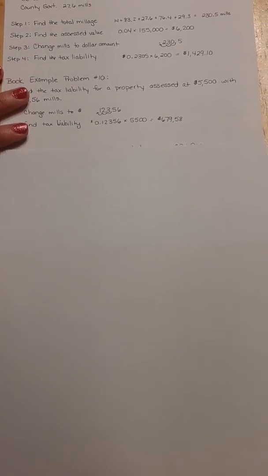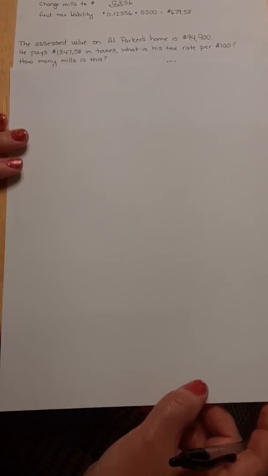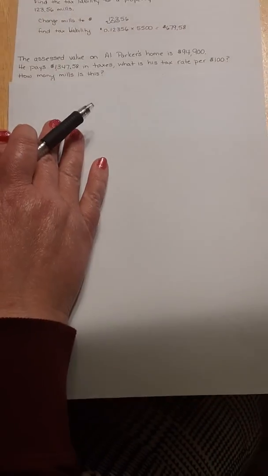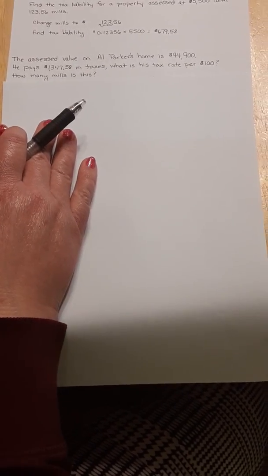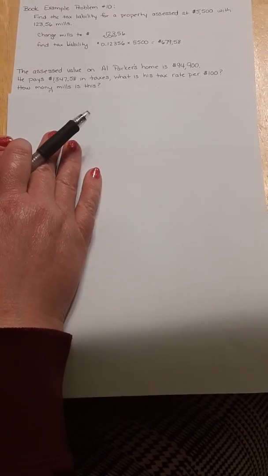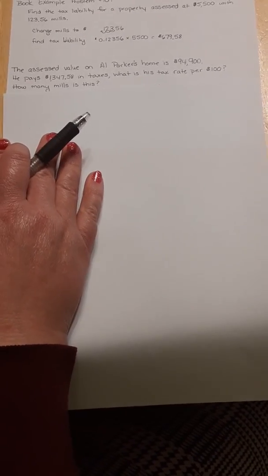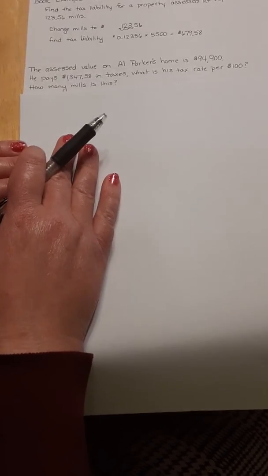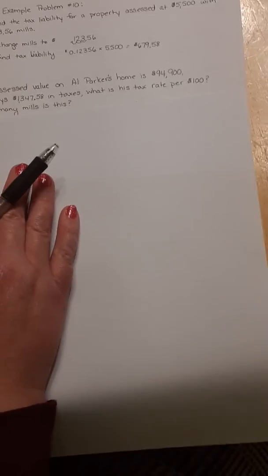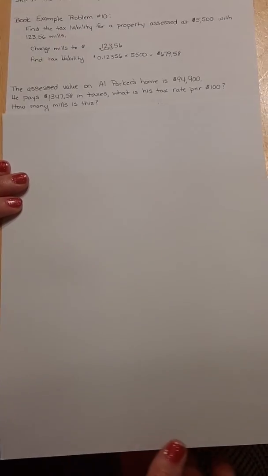Okay, one other big example that our book gives us here is a situation like this. It says we have an assessed value on Al Parker's home. It's $94,900. He pays about $1,347.58 in taxes. And we want to know what his tax rate is for every $100. And then once I get that answered, they want us to now change it into mills. So where do I begin?